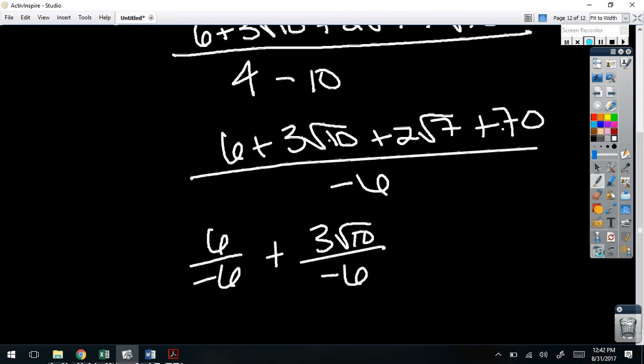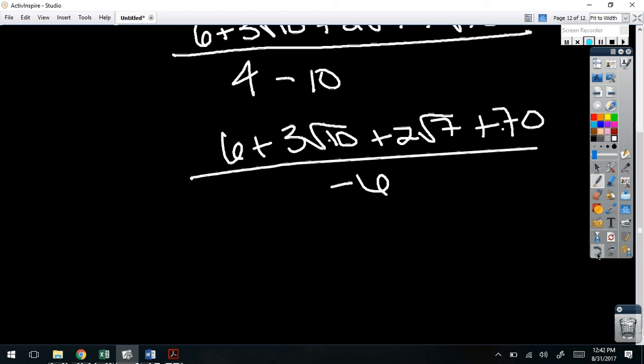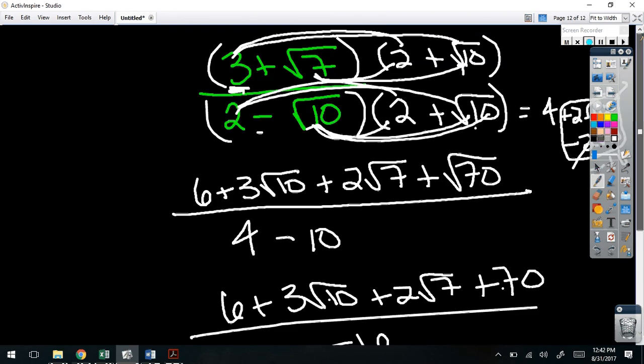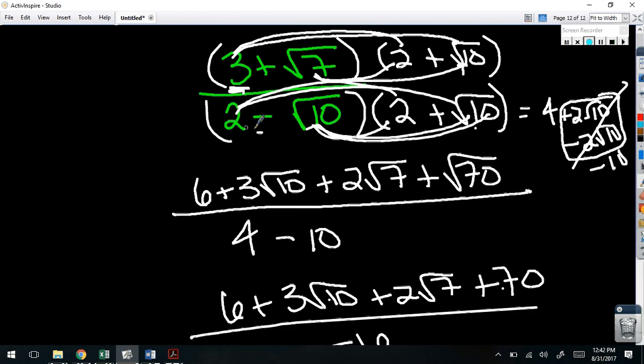Yes. The denominator for when we modeled it, why would it be 4? Because 2 times 2 is 4. 2 times the square root of 10 is 2 root 10. Negative 10 times 2 is negative 2 root 10. And negative root 10 times positive root 10 is negative 10. A negative times a positive is a negative.